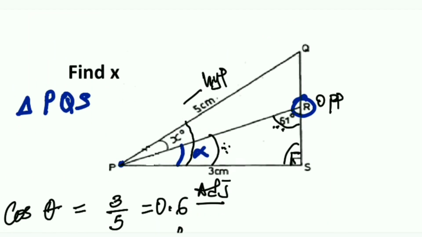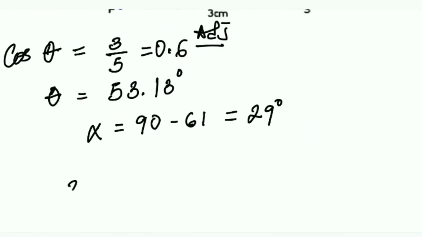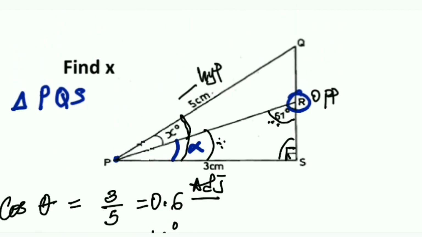Then I can say therefore that x, this angle here, is equal to theta, which is 53.13 minus 29 degrees. So when you subtract this, 53.13 minus 29, that gives you 24.13 degrees. And that's the value of x.